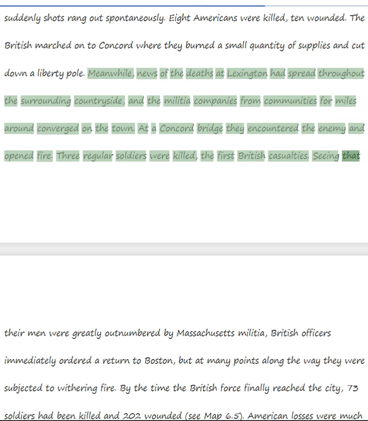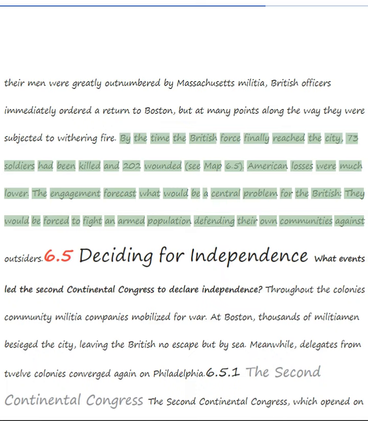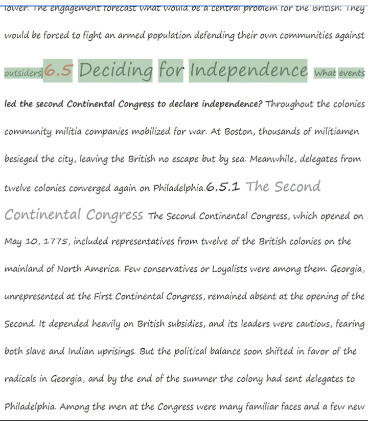Seeing that their men were greatly outnumbered by Massachusetts militia, British officers immediately ordered a return to Boston, but at many points along the way they were subjected to withering fire. By the time the British force finally reached the city, 73 soldiers had been killed and 202 wounded. American losses were much lower. The engagement forecast what would be a central problem for the British: they would be forced to fight an armed population defending their own communities against outsiders.